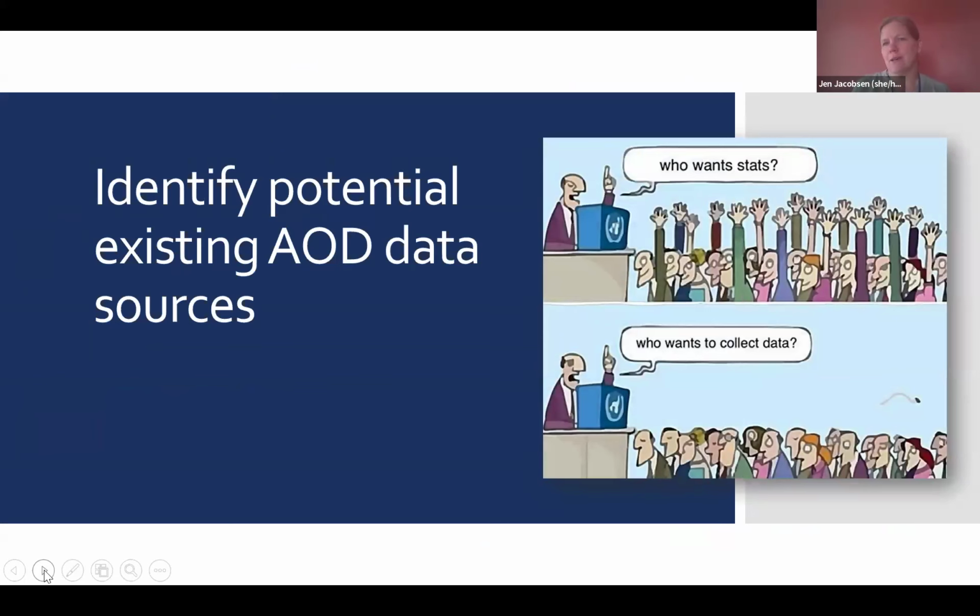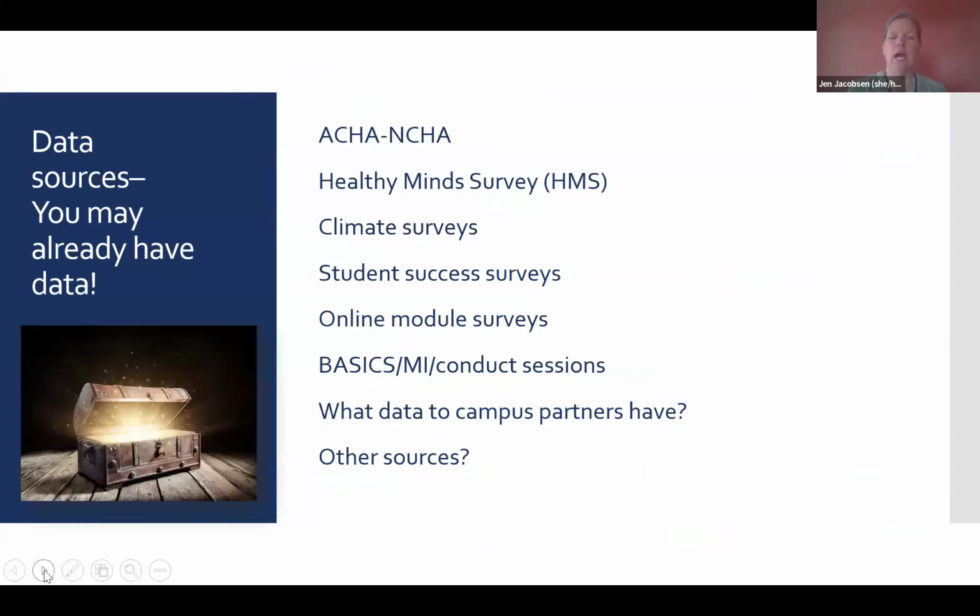So identifying some potential existing alcohol and other drug data sources. I sort of love this. Who wants stats? And everyone's raising their hand. Who wants to collect data? And everyone's looking down. It's a lot of work to collect data. So we're going to talk a little bit about where you might find existing sources of data and also thinking sort of creatively about data.